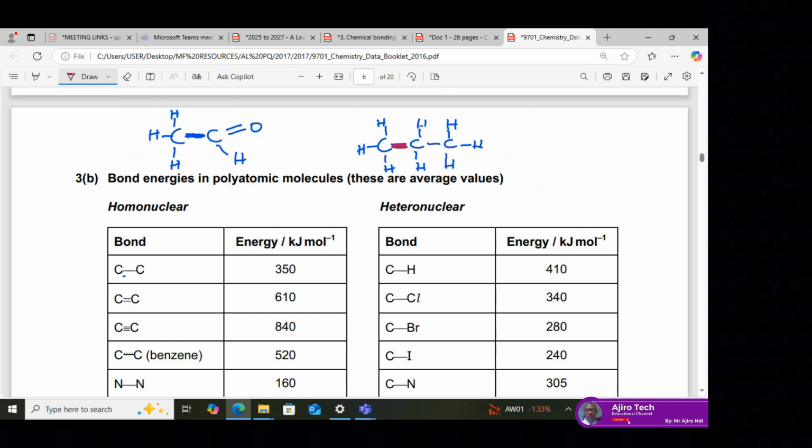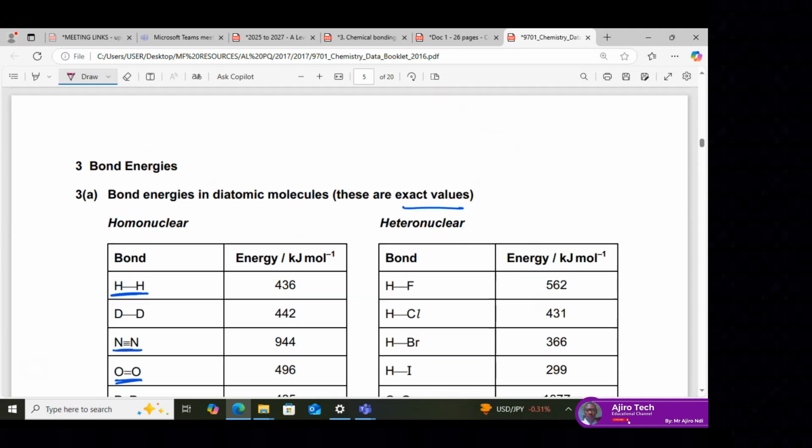This one is not next to oxygen. So the carbon here, the value may be 348. This one may be 348.6. Do you get the point? They won't be exactly the same, because they're not the same thing exactly. So we say all these ones are average values, but the former ones are exact values.